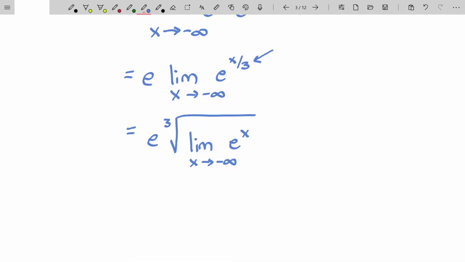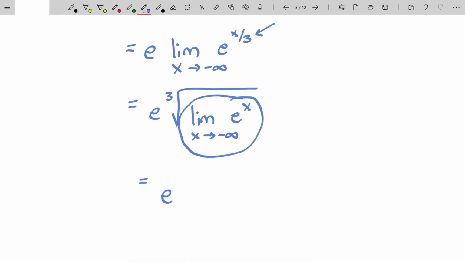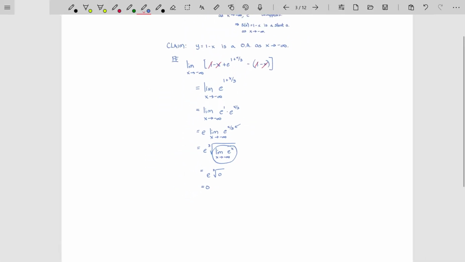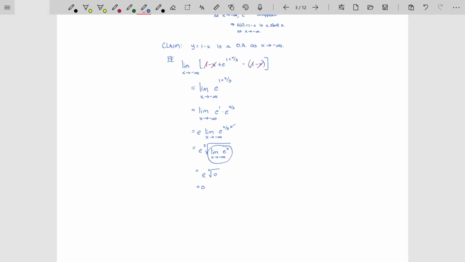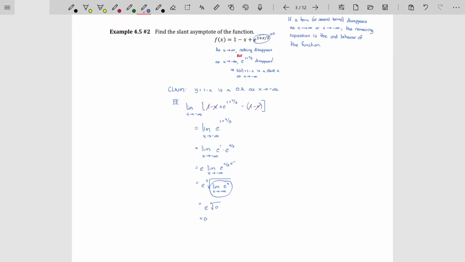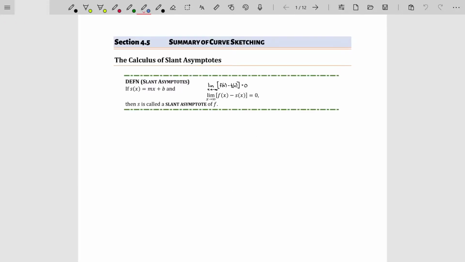And this is a theorem that tends to 0. So we have e times the cube root of 0, which is 0. And so therefore we have proven that 1 minus x is the oblique asymptote for that function. When I say oblique, I mean slant. They mean the same thing. And I think oblique is a little more broad. It's a broader statement.